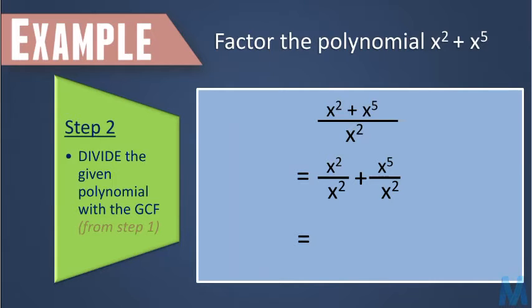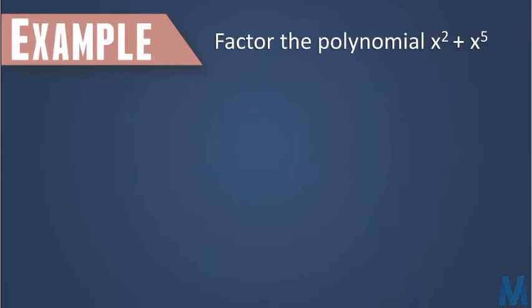So x squared over x squared is 1. And then plus x to the 5th over x squared. That will become x cubed. Okay? Please recall your laws of exponents. Diri na din natin ma-apply. The result of step 2 therefore is 1 plus x cubed or x raised to 3.